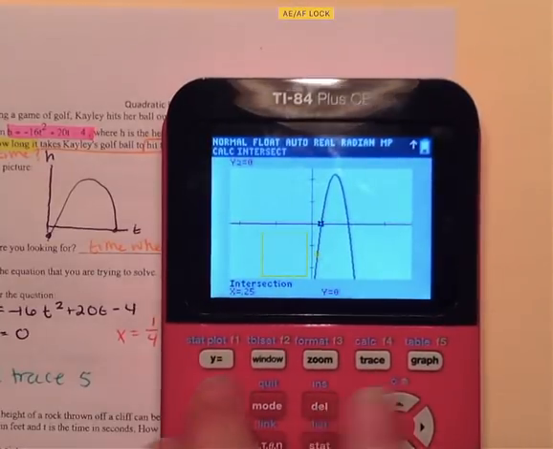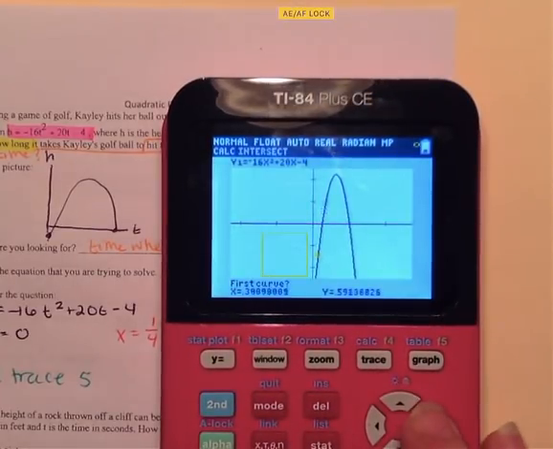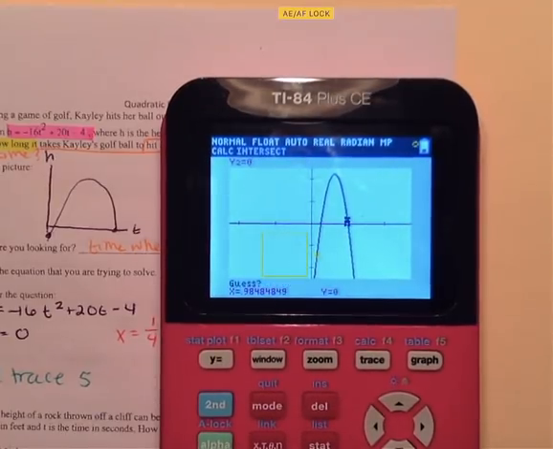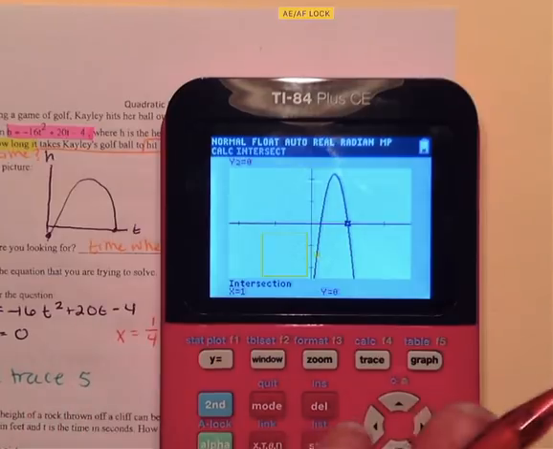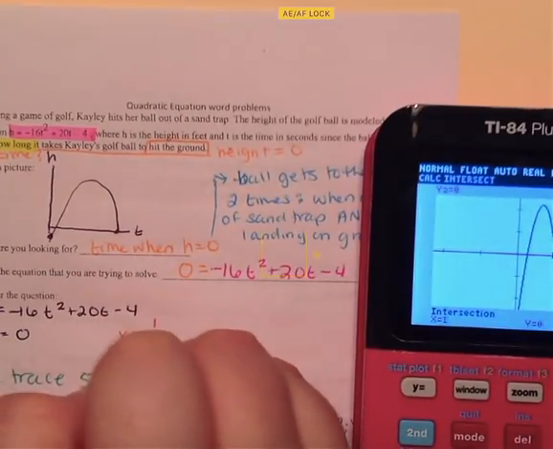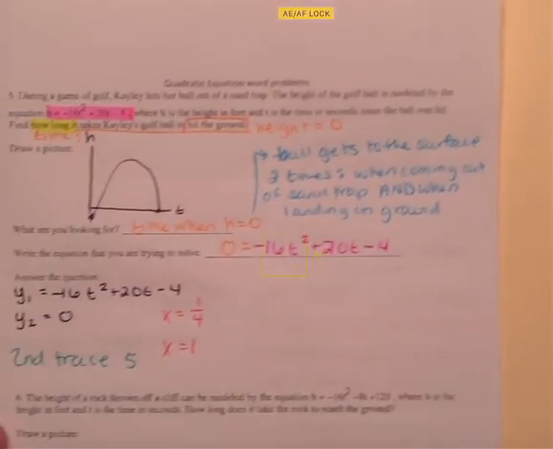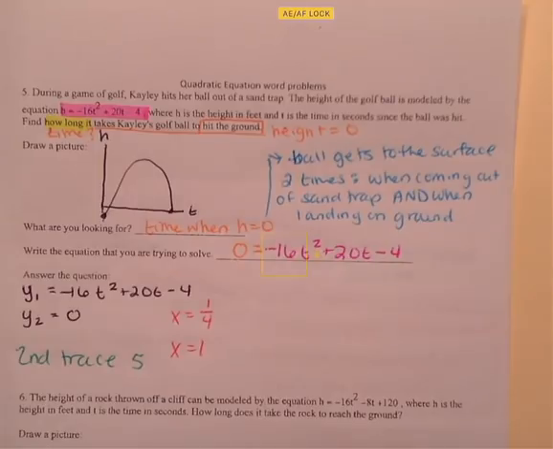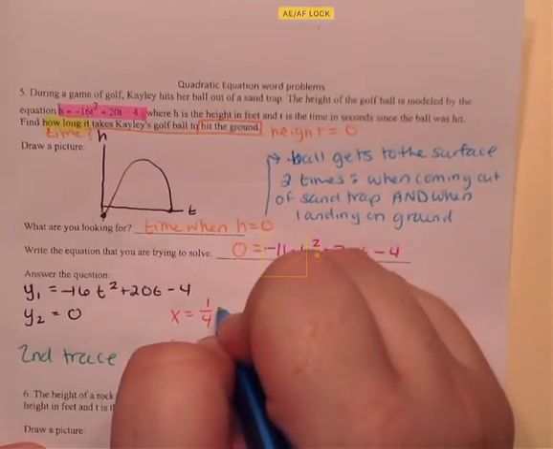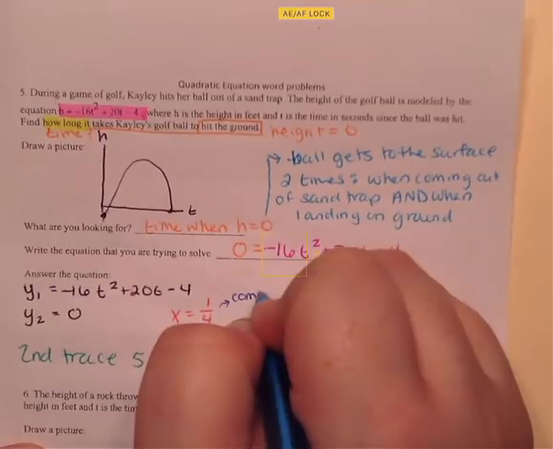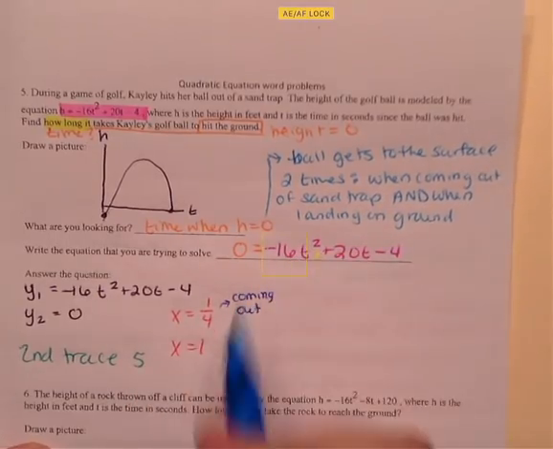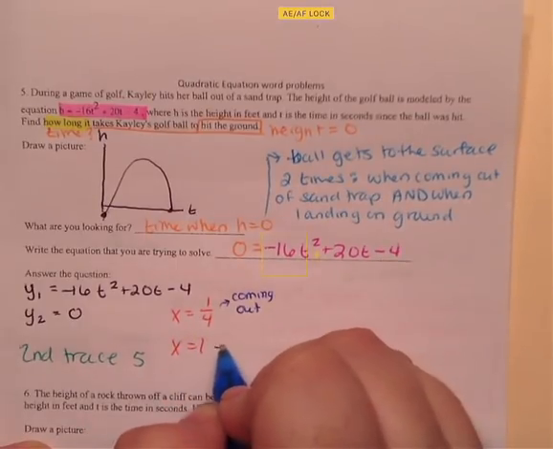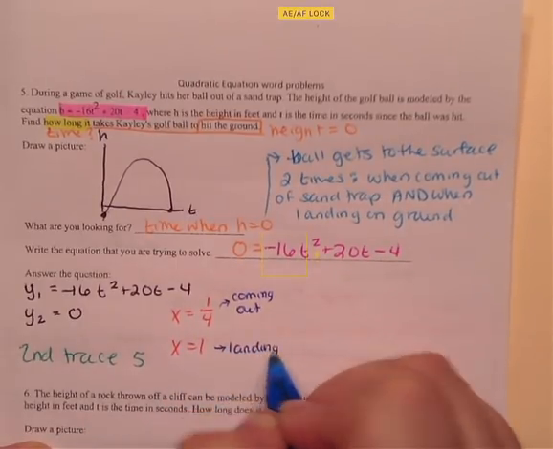And then we'll do the second one. Second trace 5 again and go over to the right hand side. Get close to it. So enter, enter, enter. This is at x equals 1. The reason why, again, we have 2 is because it takes a quarter of a second for it to get out of the sand trap. So this is when it's coming out of the sand trap. This one, x equals 1, is when it's actually landing. This is the one we want.